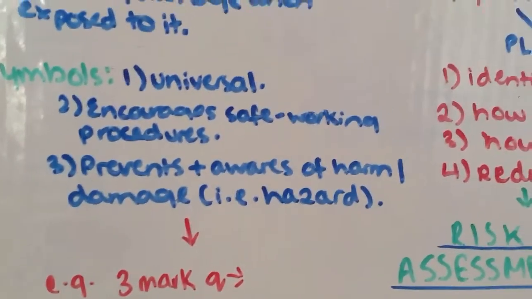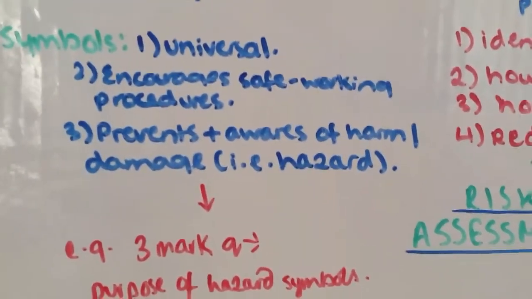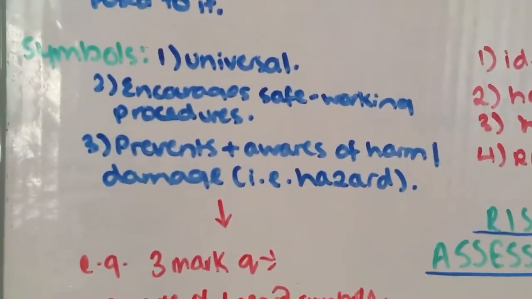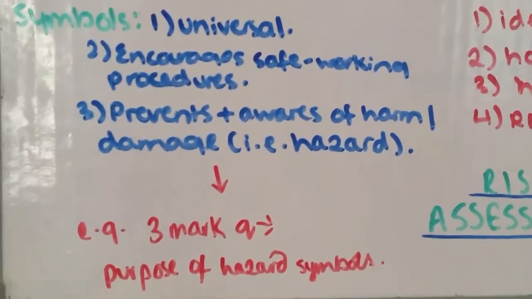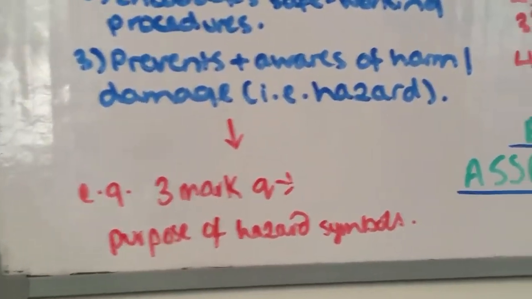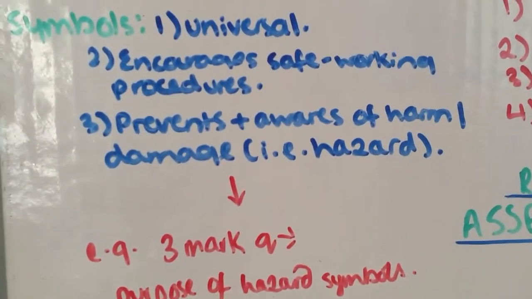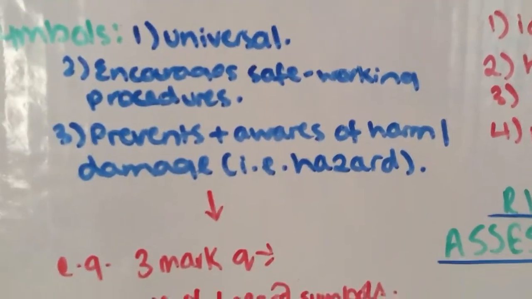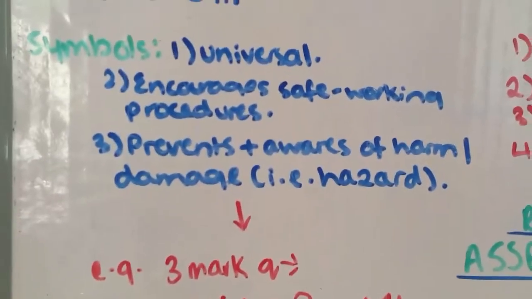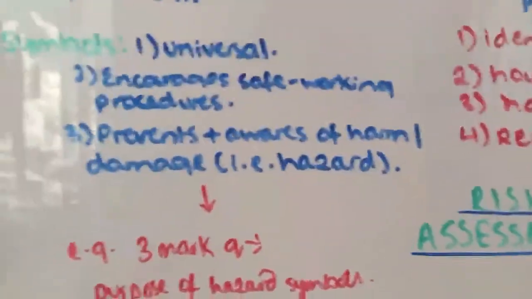First of all, it encourages safe working procedures. So when you're working with certain chemicals, or you're working in a certain environment during your experiments, it encourages you to work safely, and it also makes you aware of and prevents harm and damage. It's a form of precaution. It identifies the hazard, it makes a person aware of the hazard, and it prevents the likelihood of a person causing damage or harm due to the hazard.